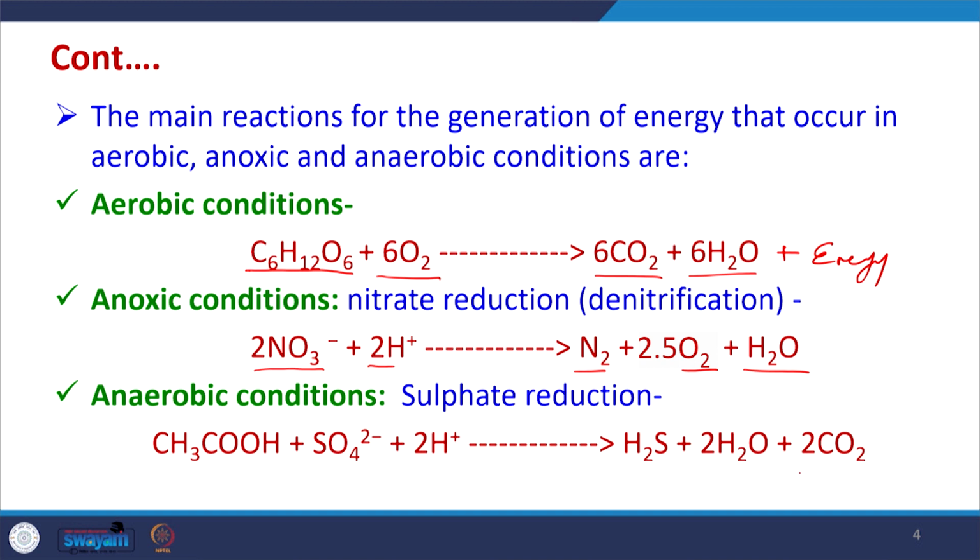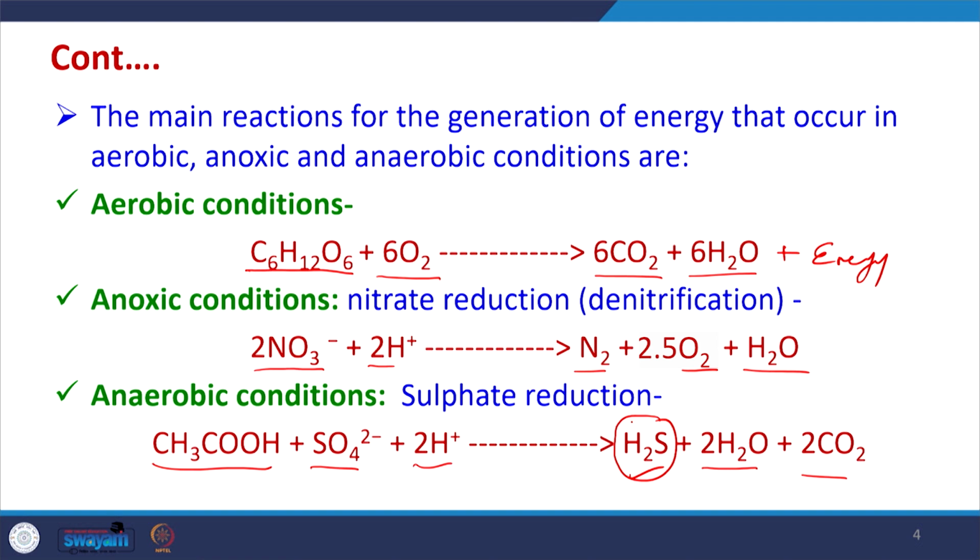Similarly, under anaerobic conditions, sulphate reduction is one of the examples given here. So, we can see acetic acid plus sulphate, when they are present, they are actually getting reduced to H2S. So, sulphate is getting reduced to H2S and we are getting water as well as carbon dioxide, plus energy. So, there is one thing: under anoxic condition nitrogen will be produced, there is no CO2 produced when the nitrate reduction is taking place.